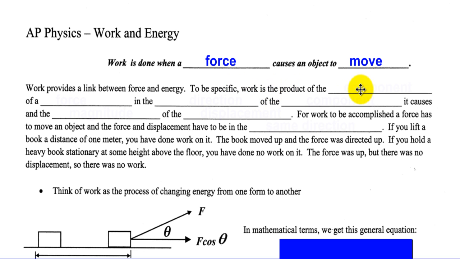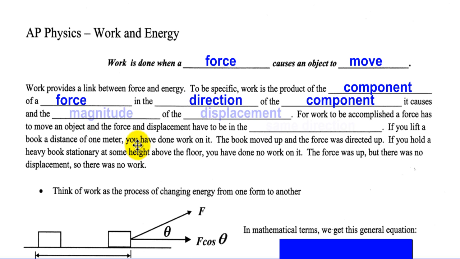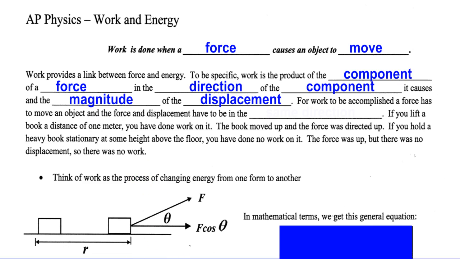To be specific, work is the product of the component of a force in the direction of the displacement and the magnitude of the displacement. That sounds like a lot of words. What that's trying to say is that if there's a force being applied here, it's not the magnitude of this force that causes the work. Because this box is moving horizontally, it's only the horizontal component of the force that contributes to the work being done.